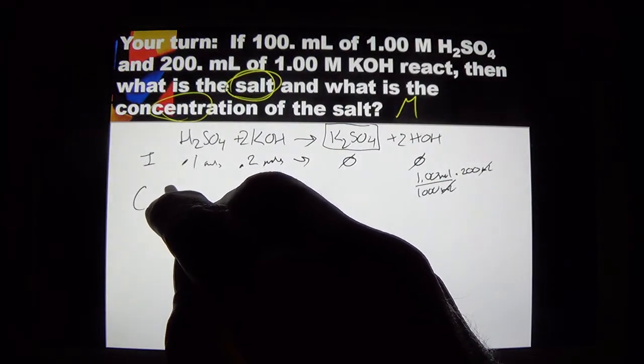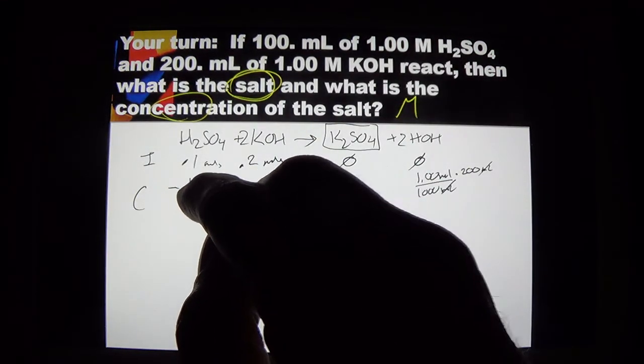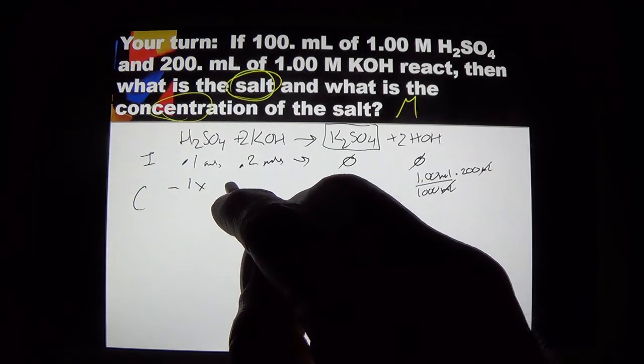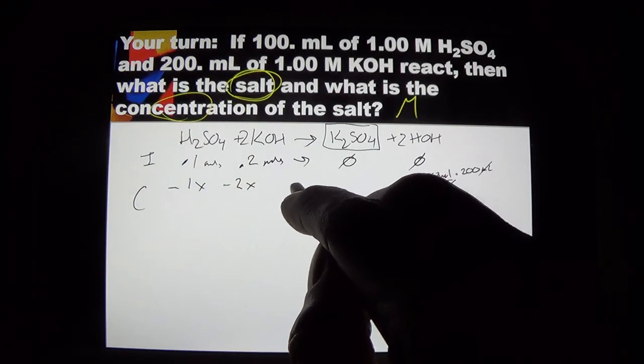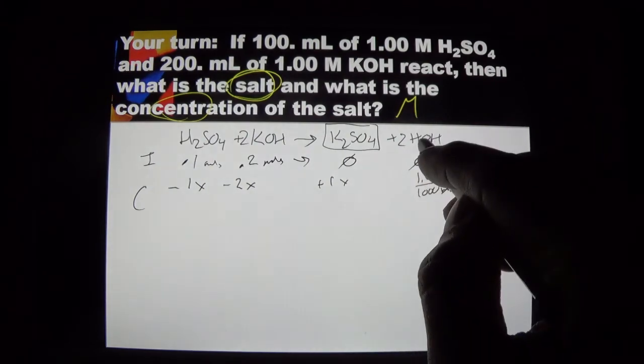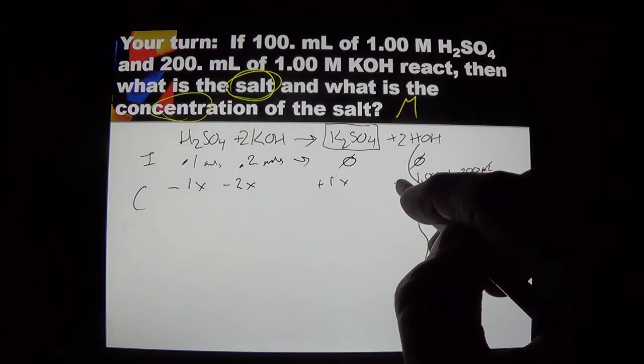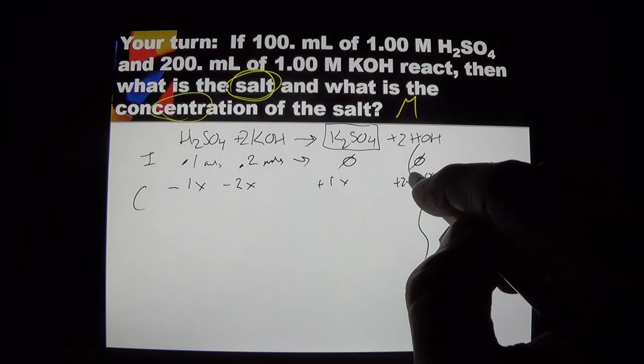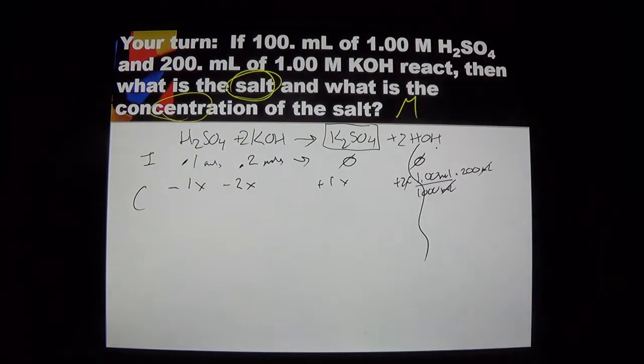What if you don't see that? That's fine. Start this way. I'm going to subtract 1x there. I'm going to subtract 2x there. I'm going to gain 1x there. And if I cared about water, I don't really care about water, but I would have gained 2x there. Okay. Why don't I care about water? It wasn't asked in the question.